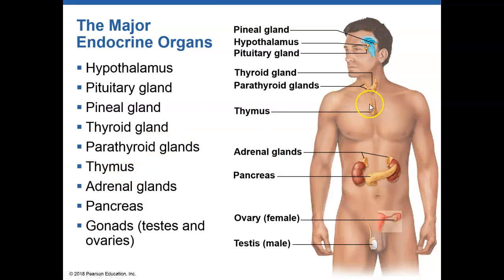The thymus is in the mediastinum of the thoracic cavity. In an adult, it's actually more or less just fatty tissue. It's very large in infants and young children. The adrenal glands sit on top of the kidneys. The pancreas sits right below, so inferior to, the stomach. And then we have our gonads, either ovaries or testes, depending, okay?